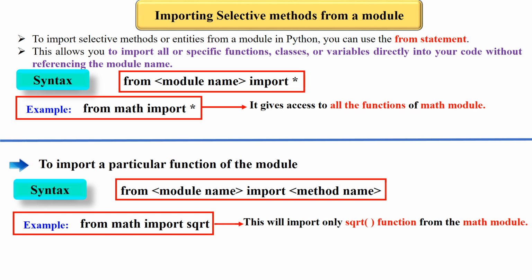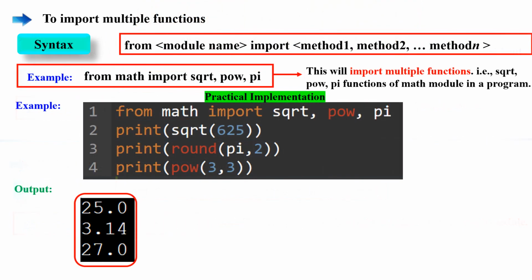Next is to import a particular function of the module. Syntax is from module_name import method_name. Example: from math import sqrt. This will import only the sqrt function from the math module. Next is to import multiple functions. Syntax is from module_name import method1, method2, up to method n. Example: from math import sqrt, pow, pi. This will import multiple functions, that is, sqrt, pow, and pi of the math module in a program.